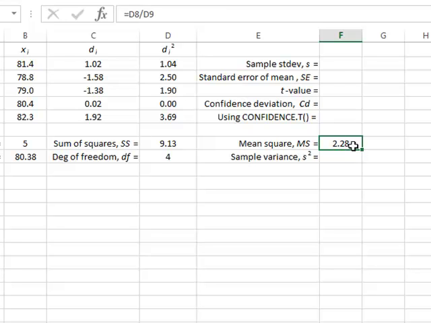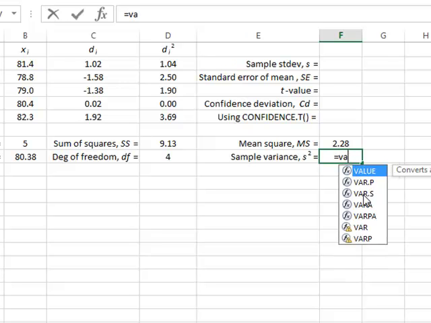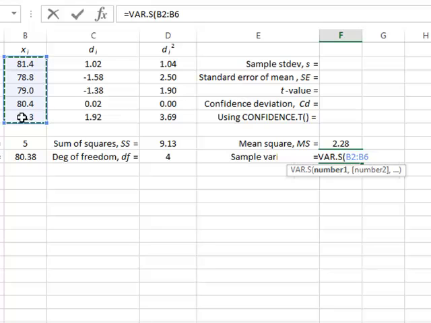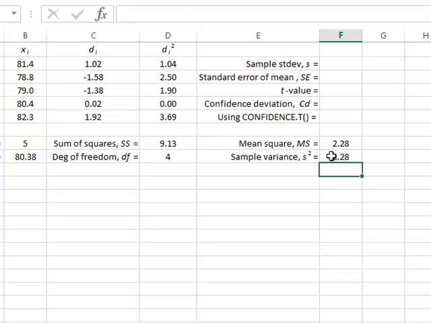We could have arrived at this value directly from the data by using the Excel function for variance. So we could have had equals variance, and we will choose the sample variance, and again identify the range of values, and we get the same value, 2.28. Values of sum of squares, mean squares, and sample variances all have units which are the square of the units for the actual sample values themselves.